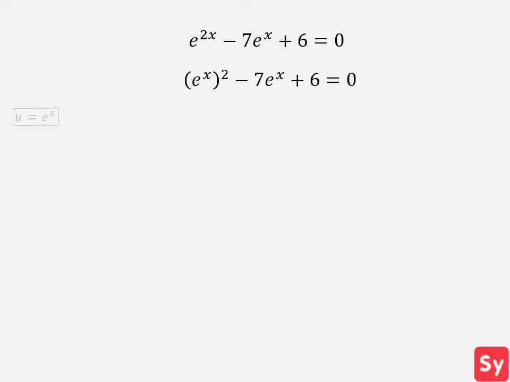We set a variable u equal to e to the x. Now we can rewrite this equation in terms of u. We have u squared minus 7u plus 6 equals 0. And now we have a quadratic equation.